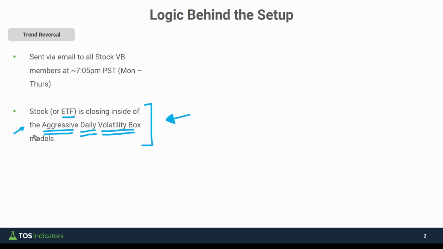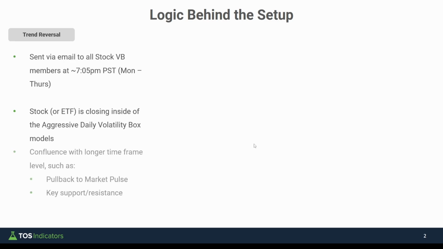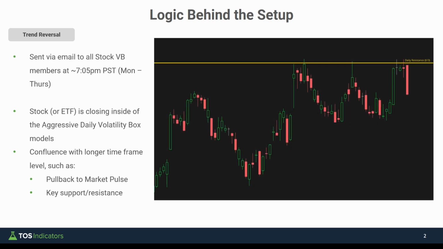After that, there's a lot of manual intervention where I'll pick and choose based off of really factor number 2, which is now bringing together longer time frame levels. I'll look at things like pullback to the market pulse and existing trends, maybe support and resistance levels that are just long standing. And if we look at this example inside of Ford, that's exactly what we have here. Ford would have been a stock on our nightly reversal list with this green bar.